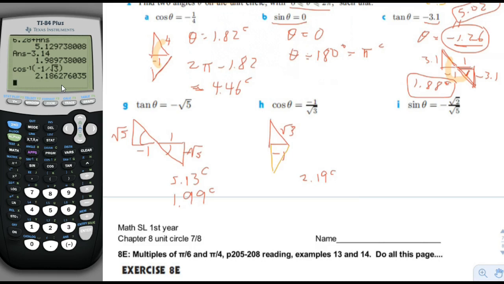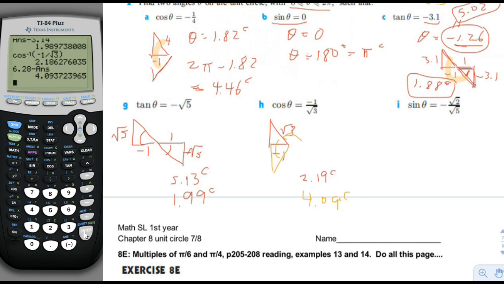And so you can see that this one is actually, how would you get that? It would be 360 degrees minus theta, and that would give you this angle here. So it would be 6.28 minus 2.18. That would be 4.09. Okay, so that's the other angle.